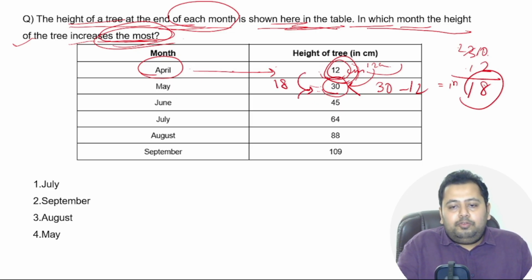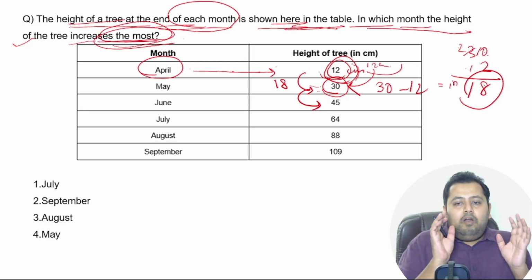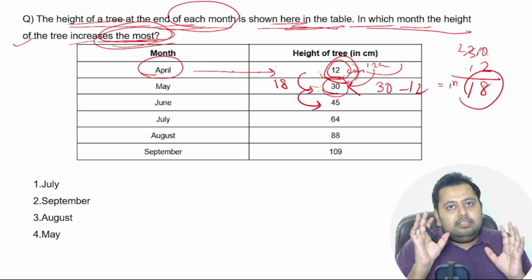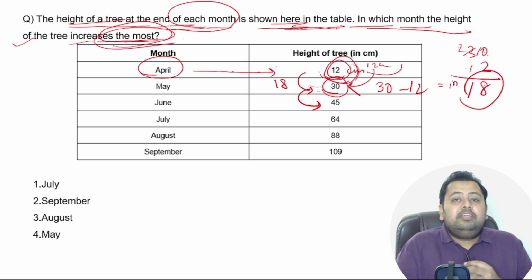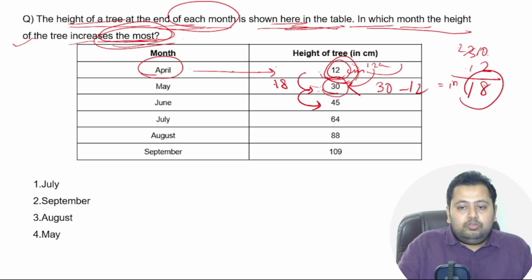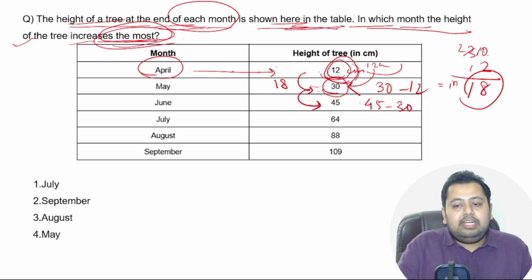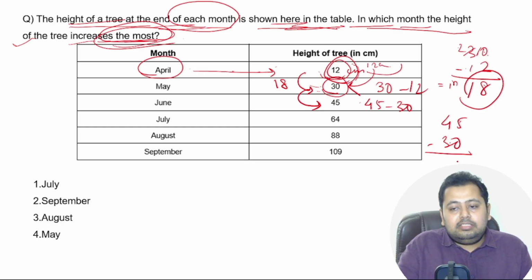Correct? Now, at the beginning of June, the height of the tree was 30 centimeter. End of June, it was 45 centimeter. So in June, the tree grew from 30 centimeter to 45 centimeter. So you have to subtract to find out the increase in the height of the tree. This will be nothing but 45 minus 30, right? 5 minus 0 is nothing but 5. 4 minus 3 is nothing but 1. So that increase is 15, correct?